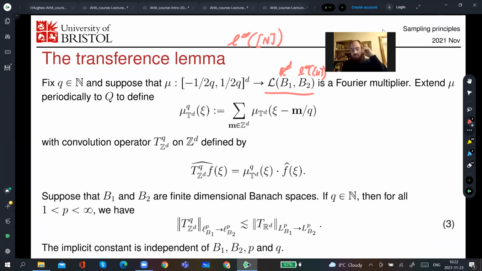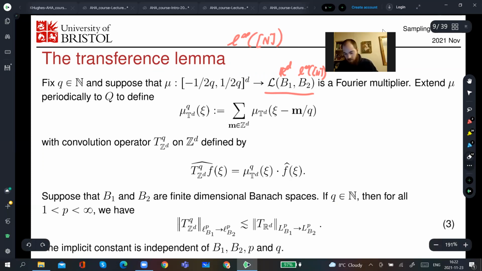And this restriction to finite dimensional Banach spaces isn't really a big one for us. Instead, by standard monotone convergence arguments, we'll actually be able to replace this L infinity of [n] with L infinity of the positive real numbers or the natural numbers. But we'll still have R^D because that's where our functions will initially live. Great. Okay, so that's what this L of B1, B2 is supposed to mean.